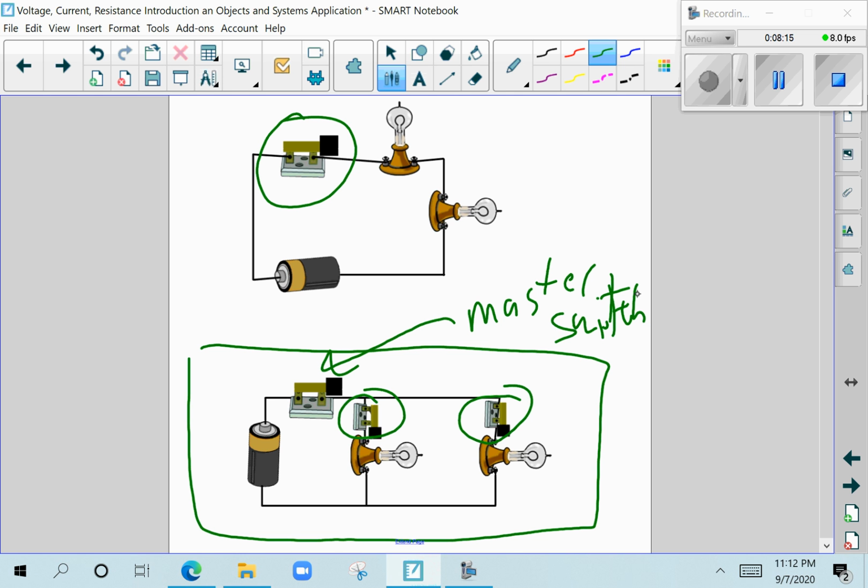Please notice the master switch is actually in series with the battery, while all of the regular switches for each item are actually in series with the item that they're attached to. But every item is parallel with each other. So if I turn this switch off, this item can still run as long as this switch is in the on position, or closed position.